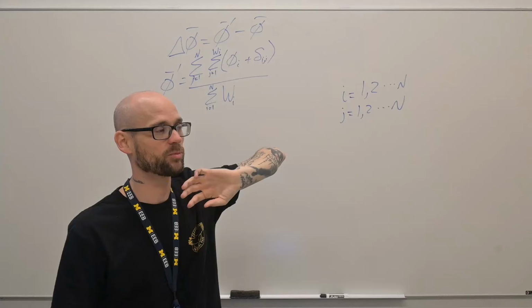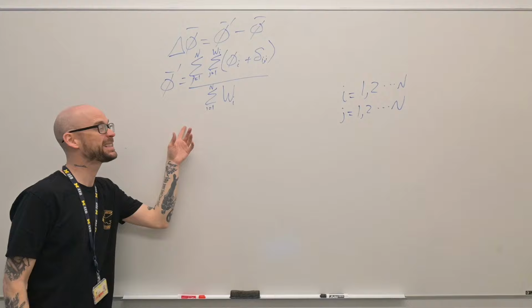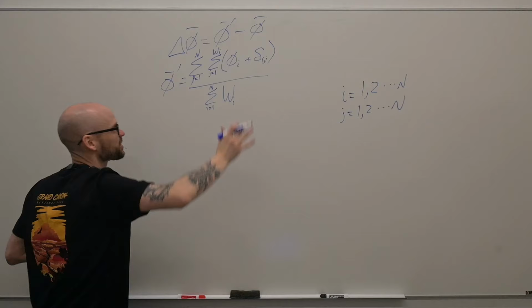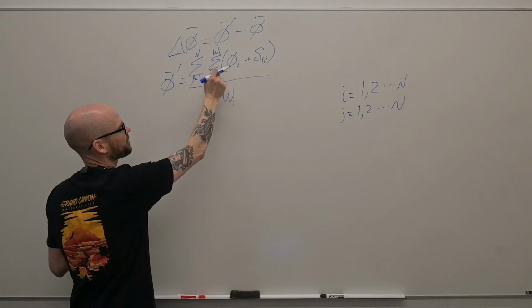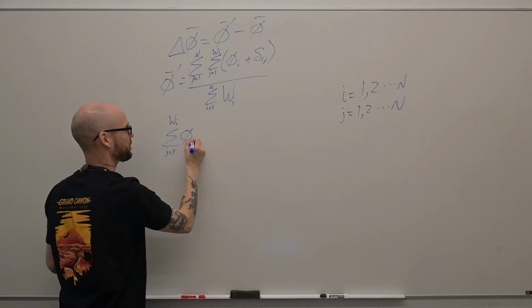But what we want to do is actually recognize some identities within this expression. There are a couple of really neat identities here that can help us clarify what we're looking at. So first things first, let's break this down and simplify it into a more manageable expression. Let's think about the summation in this first term. We're going to write the summation from j equals 1 to w sub i of phi sub i. That's the first term, okay?